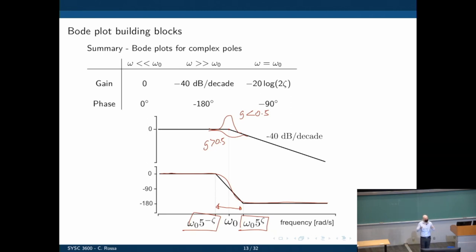So it's going to depend on the value of zeta. And again, this is determined empirically. It's just an approximation. Anyways, we are always doing an approximation when you do Bode plots by hand. You can use MATLAB to get a better picture of it.